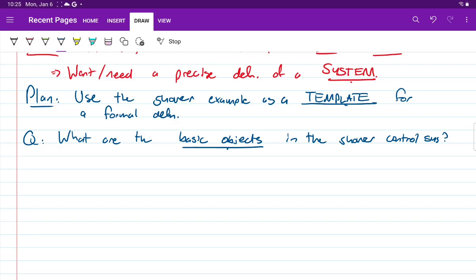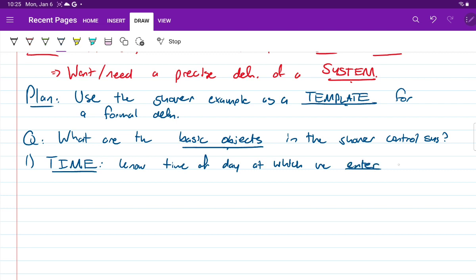Okay, so one of the things that we have is some notion of time, right? So we know the time of day at which we enter the shower, and the current time of day, right? So what we could do is represent the time of day with some sort of real number, right? So let's say time is a real number, little t belonging to R. Okay, good. So that's our first object. What else we got?